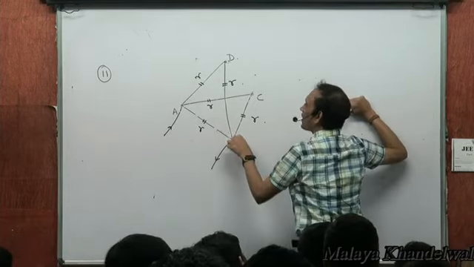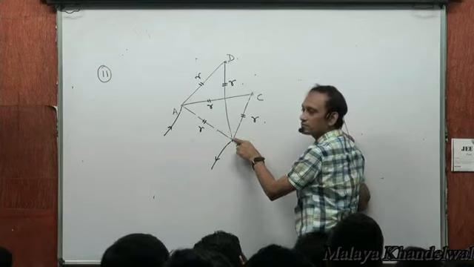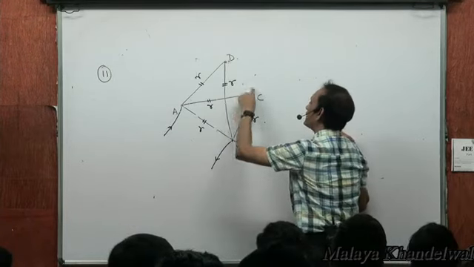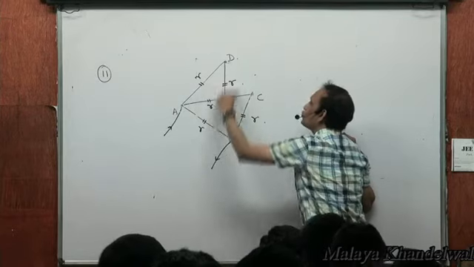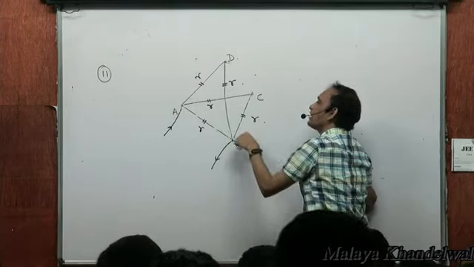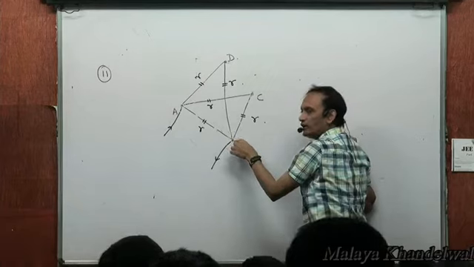This R and this R, 2R, that will be in parallel with this 2R, will be in parallel with this R. So 2R in parallel with 2R would be R, R in parallel with R would be R by 2.